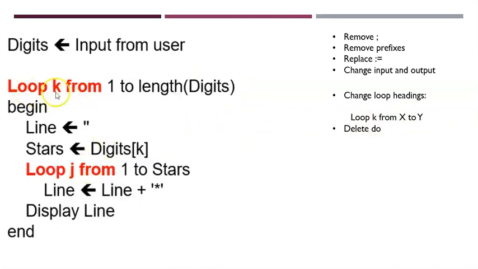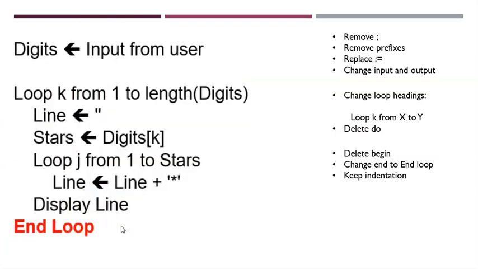We have two loops there. We say loop k from 1 to the length of digits. Inside here we have loop J from 1 to stars, stars being that integer previously. Then what you want to do is you want to delete the begin, but for loops, they want you to keep the end, and you'll just say end loop. So you're going to delete that, but you're going to keep that and add to that end loop. And very important, keep your indentation. So this is what it should look like. This is the end of this loop. All of that is on the inside of that loop, indented, and there I indicate that the loop stops here. This here would be my string handling with square brackets k. But this would look very similar for arrays.